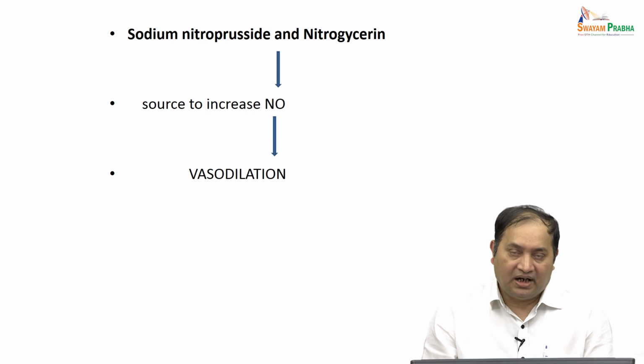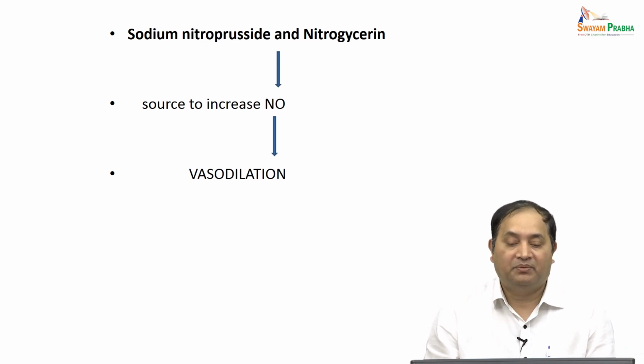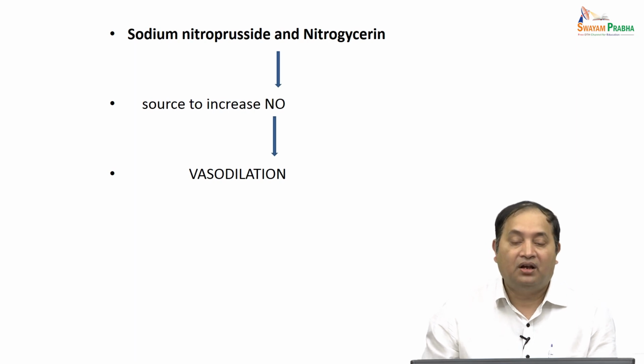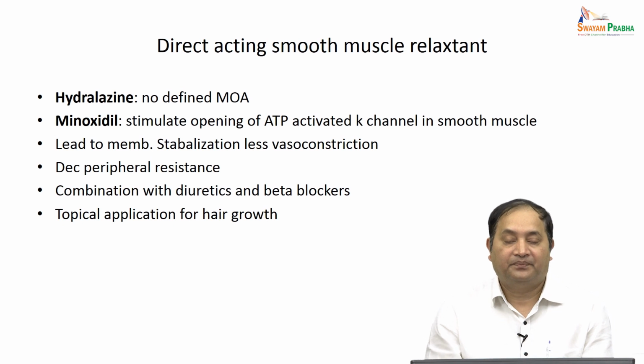Now, one of the drugs which I already said we use for hypertensive emergency, because it is a potent vasodilator, for example, sodium nitroprusside or nitroglycerin. It is a source of nitric oxide which causes potent vasodilatation, and that is how, if the BP is very high, in hypertensive emergency, this is the drug which is used for emergency purposes.